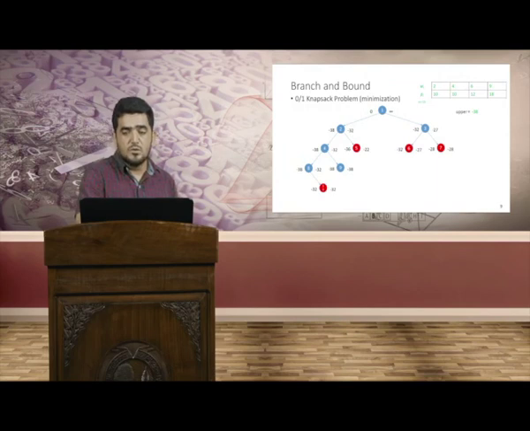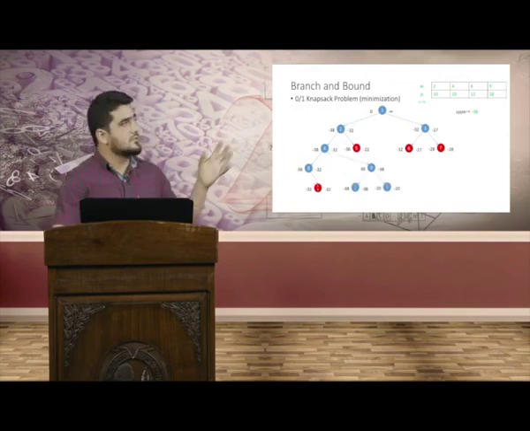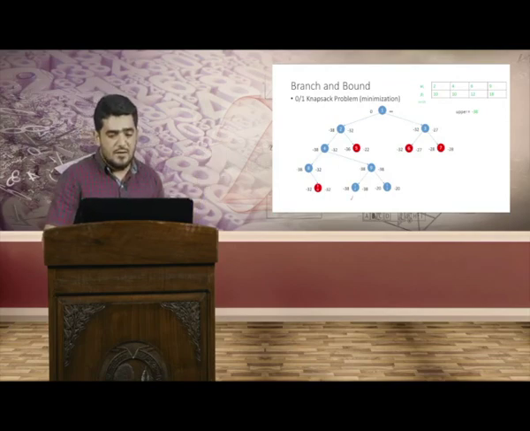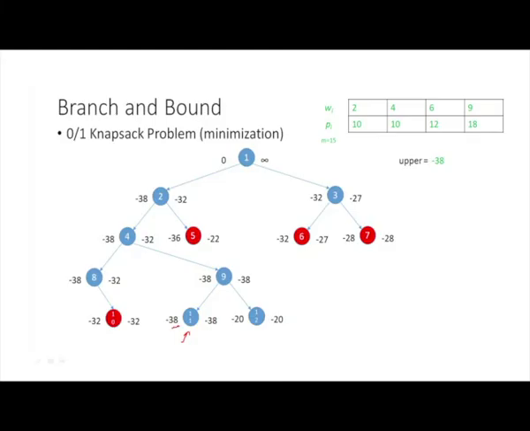So the last node that is alive in the queue is node number 9. We take this out and generate its left and right child. The left child has this lower bound and this upper bound. Similarly, for the right child, the lower bound is minus 20, which is way greater than the upper value that we have currently, which is minus 38. So node number 12 would simply be killed, and node number 11 is our final solution.